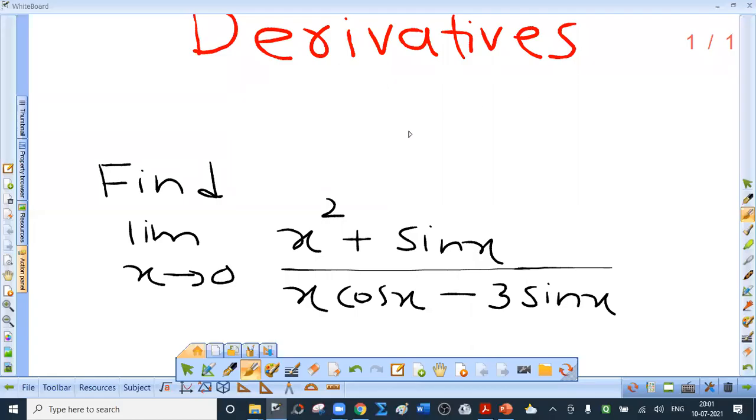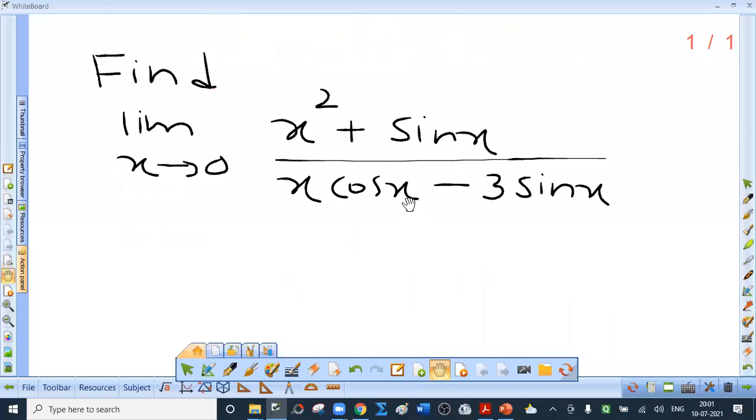Good evening. Today we are going to discuss an important topic in calculus, that is derivatives or differentiation. But before that, let us solve this particular limit. Can we take the limit in the first step? The answer is no. Why? Because we get 0 by 0 form.